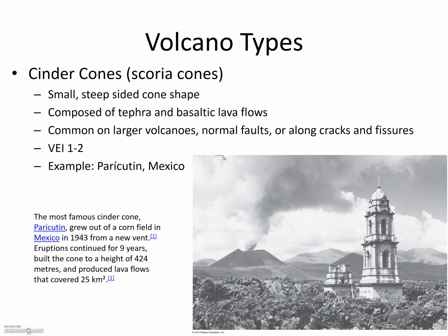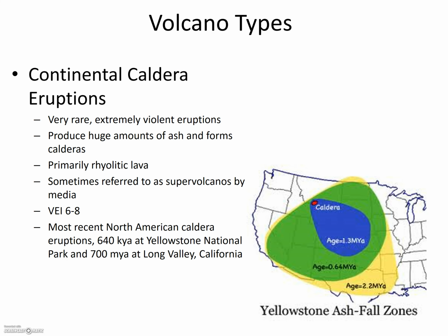The most famous cinder cone grew out of a cornfield in Mexico in 1943. From a new vent, eruptions continued for 9 years, built a cone to a height of 424 meters, and produced lava flows that covered 25 square kilometers. Read more about it in your book or online.